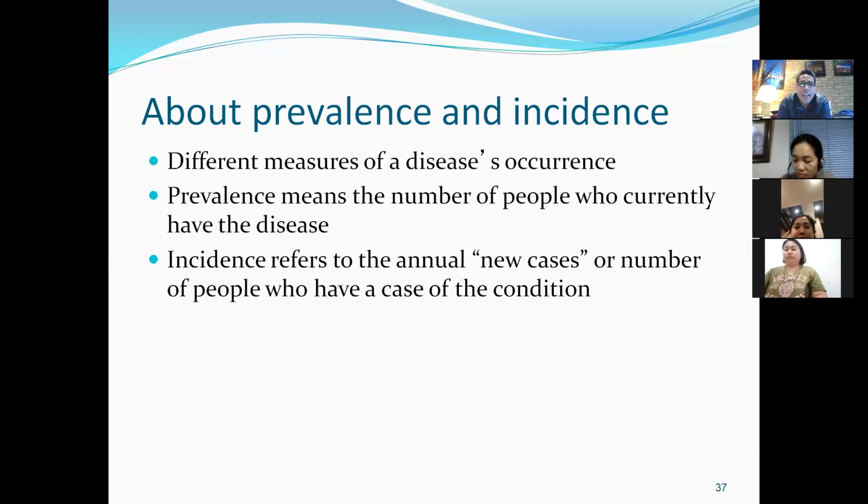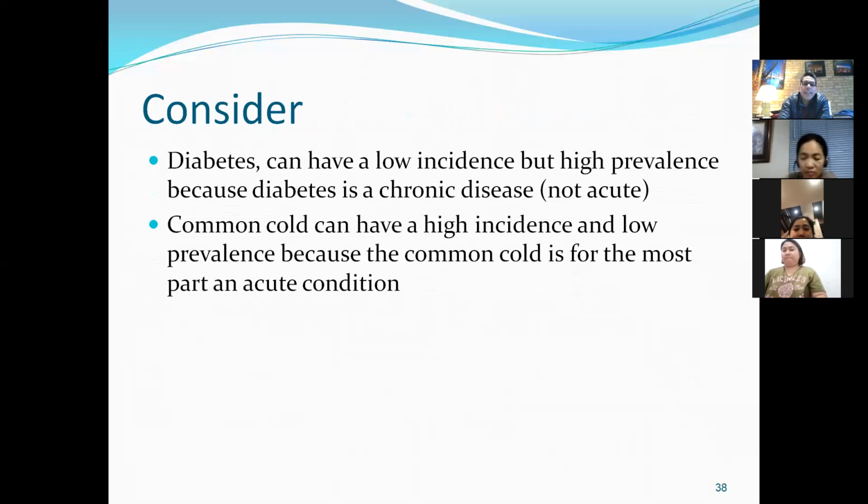So prevalence means the number of people who currently have the disease, whereas the incidence is new. Consider diabetes can have a very low incidence, but with high prevalence, because there are very low numbers of new cases, but there are many, many people because they don't die right away. So there are many, many people with diabetes. So they have high prevalence.